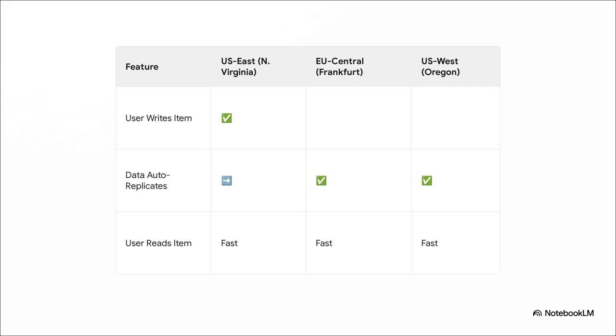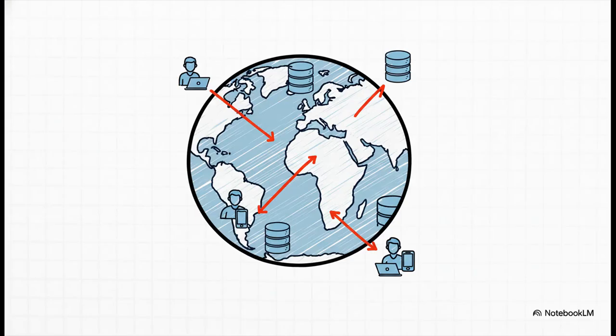It's incredible. So the big takeaway here is this. With just a few clicks, your application can become globally distributed. Your users, everywhere, get to read and write data to the data center that's closest to them, which is the absolute key to a fantastic user experience at global scale.